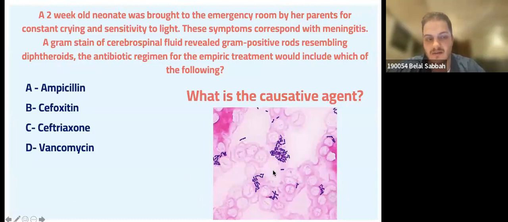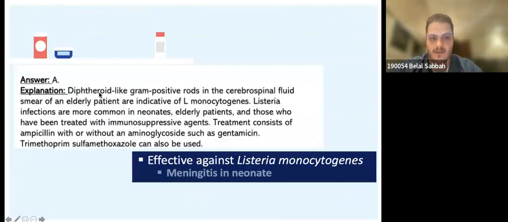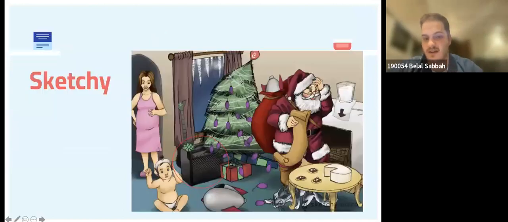Neonatal baby with meningitis. It's also associated with drinking unpasteurized milk. The treatment is ampicillin. Okay. Treatment is ampicillin. Diphtheroid-like gram-positive rods in the cerebrospinal fluid is indicative of listeria. It also can affect old people, so old people and babies. And this is the Sketchy video for it. I'm assuming you guys didn't watch it since it's not included, but there's an amp here for ampicillin.